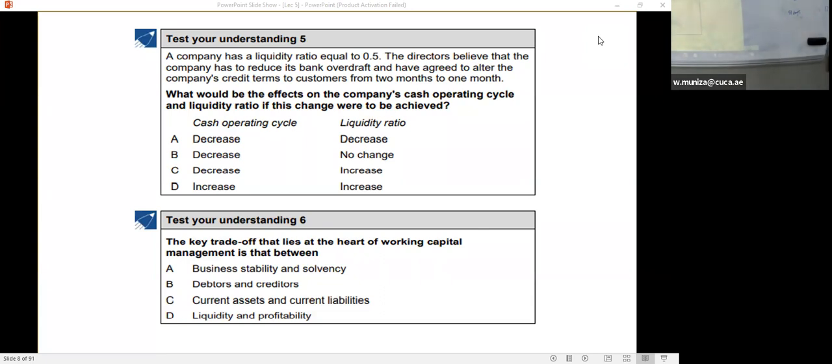Very good, Ashir. Okay, understanding number 6, the key trade-off that lies at the heart of working capital management is that between business stability and solvency, debtors and creditors, current assets and current liabilities, or liquidity and profitability.